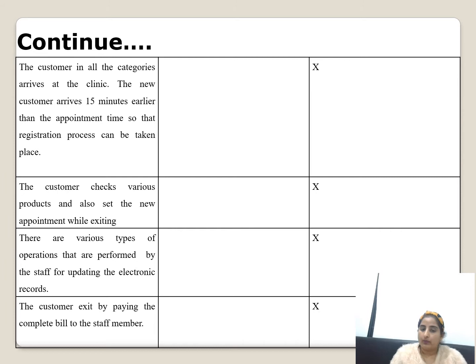The various steps are operations performed by staff, paying the bill, and completing the bill with the staff member.